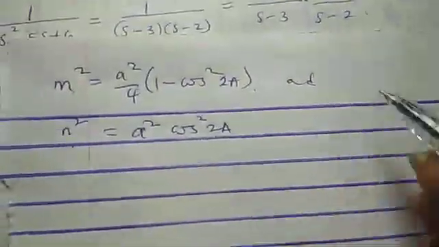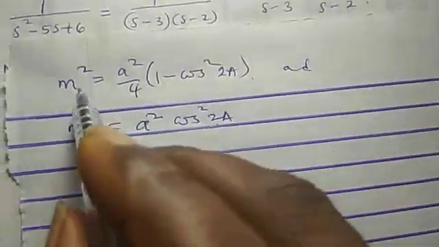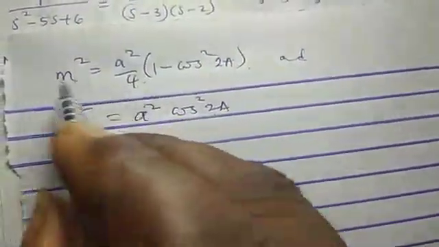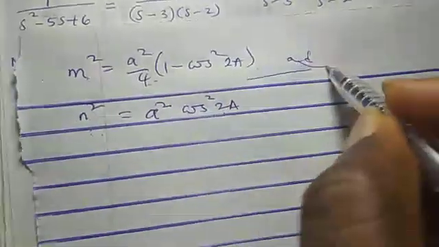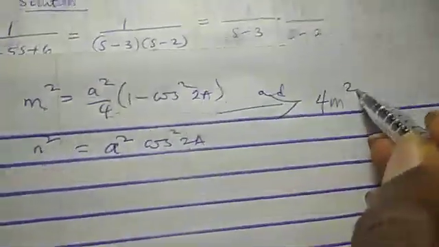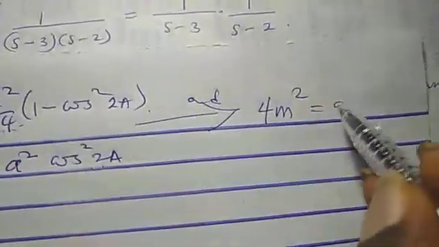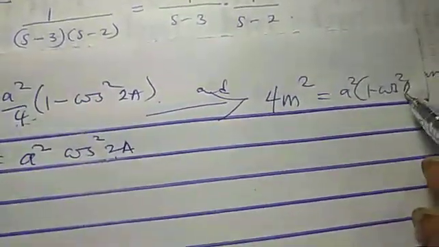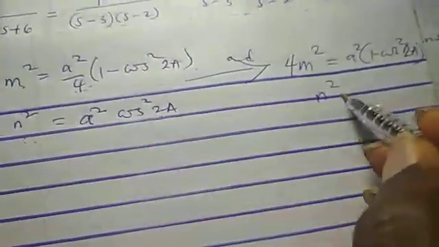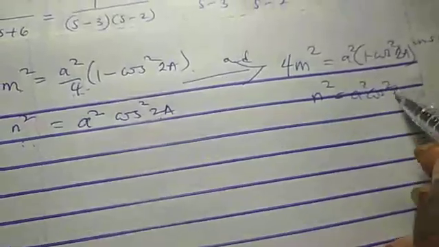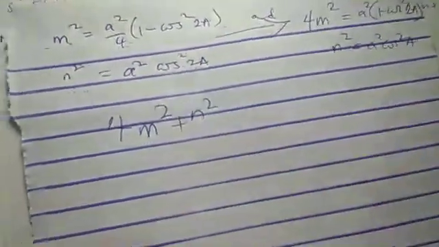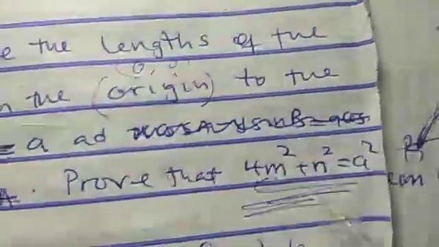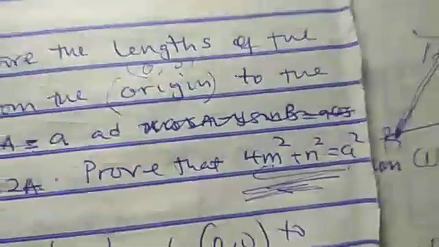So in that case, what are we really looking for? I want to add these two together. If you cross multiply, 4m squared is equal to a square into 1 minus cos square 2a, and n square is equal to a square cos square 2a. Let's add it together as required by the question, because what the question asks us to do is to find 4m square plus n square, if it should be equal to a square.